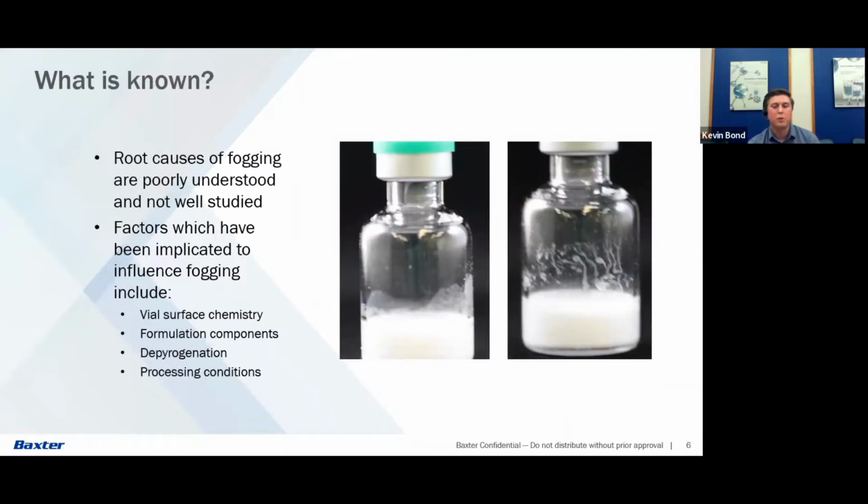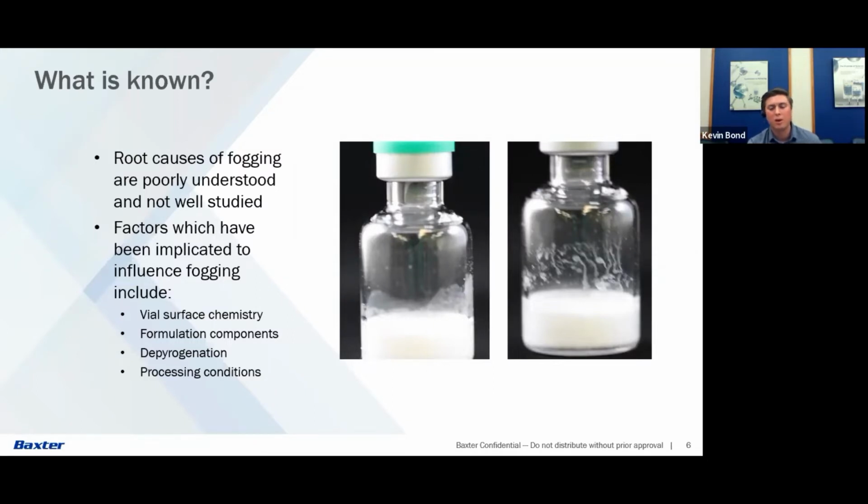But first, we have to appreciate that the root causes of vial fogging are currently poorly understood. This is mainly because vial fogging is often considered a cosmetic defect, unless you have that product that gets up into the neck and shoulder of your vial. And generally, issues which are considered cosmetic defects don't receive as much funding and are not as well studied as other issues in pharmaceuticals.